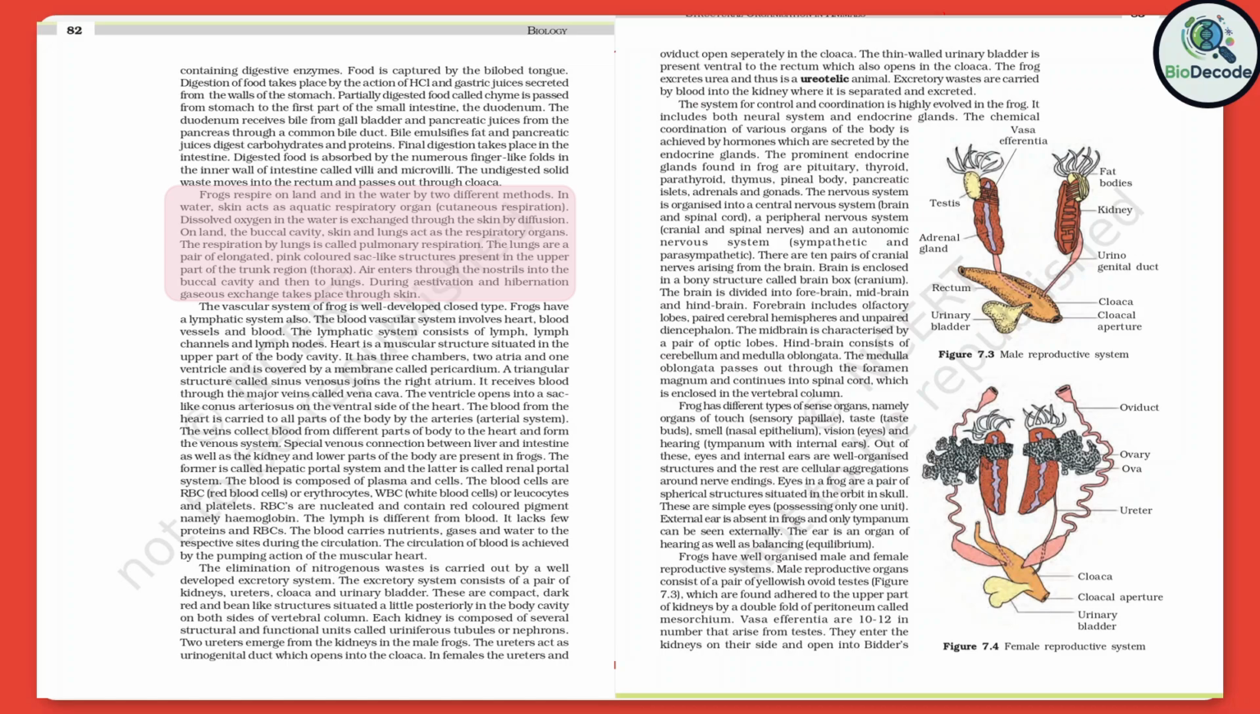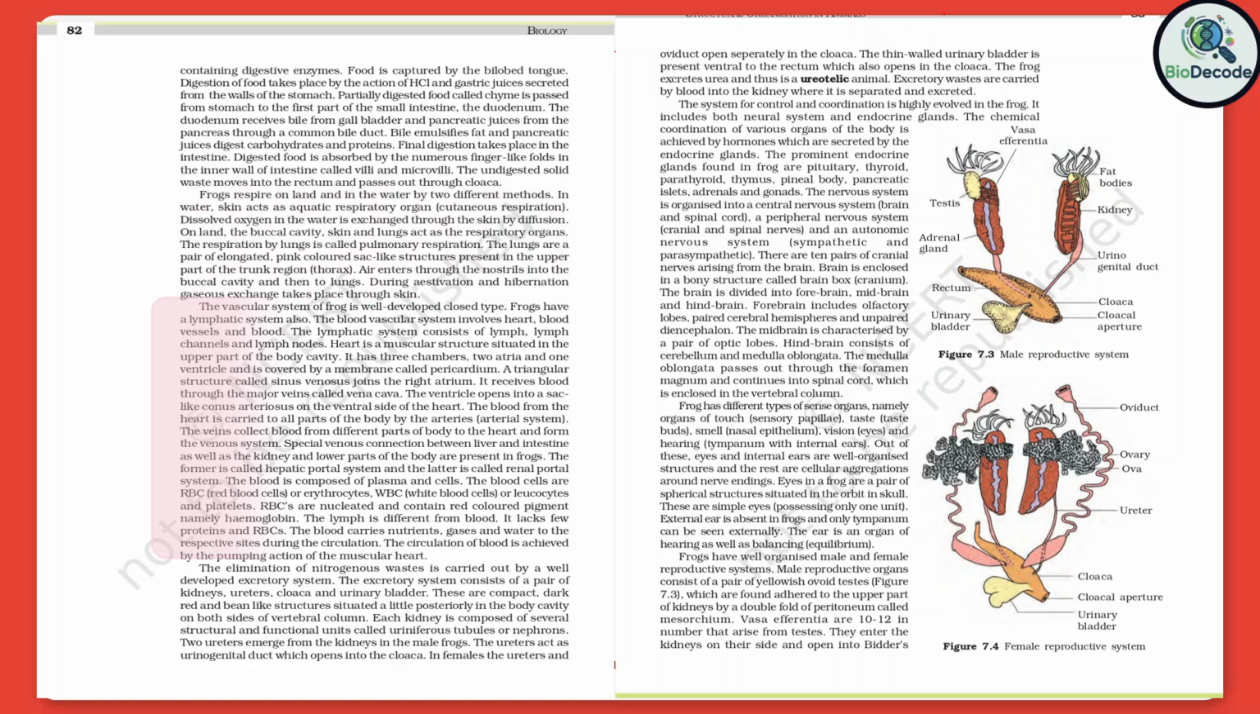The lungs are a pair of elongated, pink-colored sac-like structures present in the upper part of the trunk, the thorax region. Air enters through the nostrils into the buccal cavity and then to the lungs. During estivation and hibernation, gaseous exchange takes place through the skin.